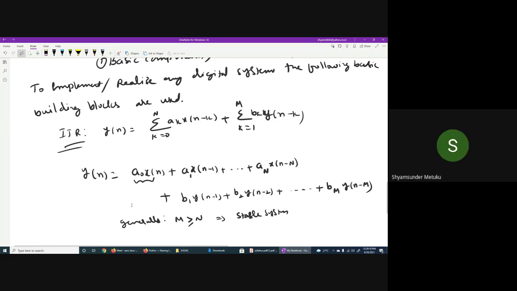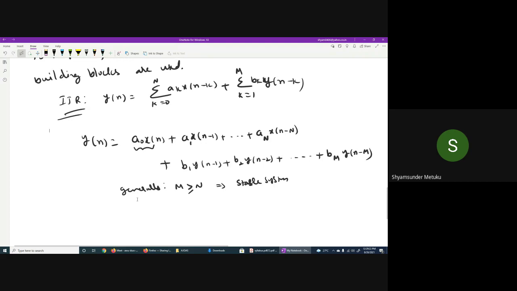Yes, sir. Okay, so just I'm asking, if y of n is a0 into x of n, what type of mathematical operation do you see there? Linear. Linear, but I'm talking about the mathematical operation, like multiplication. You need a multiplier, agreed? Yes, sir. Then the first product and the second product I want to add. What is needed? Addition. An adder is required, isn't it?